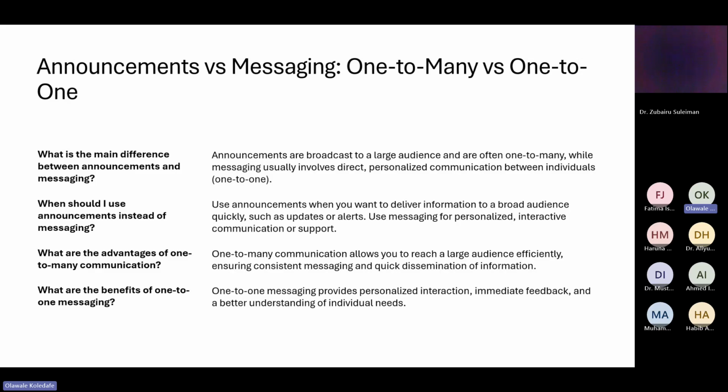So when do you use messaging? When do you use announcements? When you want to talk to everybody, just to make announcements as that. So when you want to talk to every member of the class. But if you have a specific issue that you want to discuss with one of the students, maybe you want to follow up on how they are doing individually, why have they not been attending classes, why have they not been submitting the assignment? Yes, that is when you use messaging.